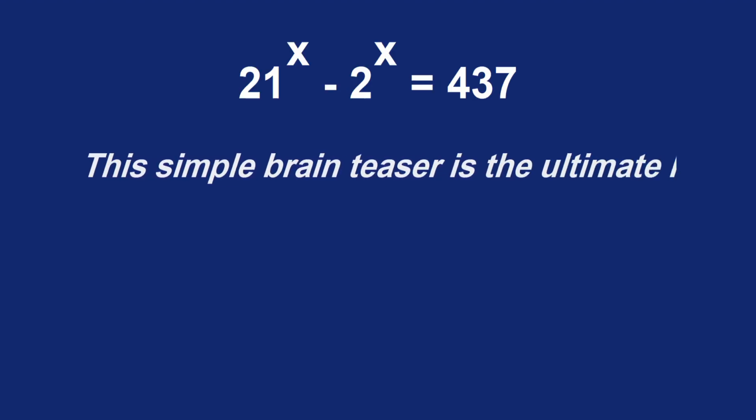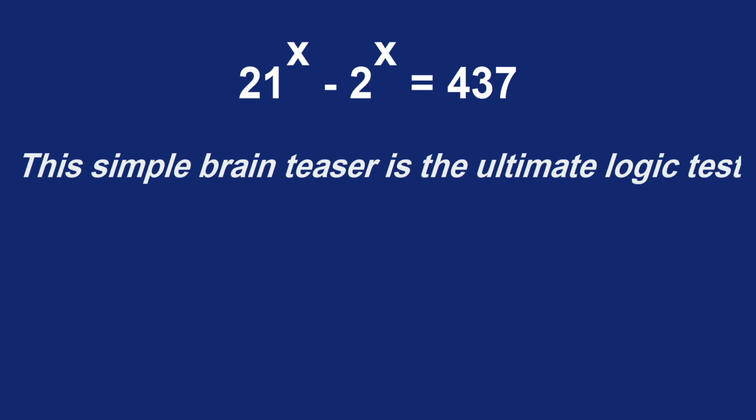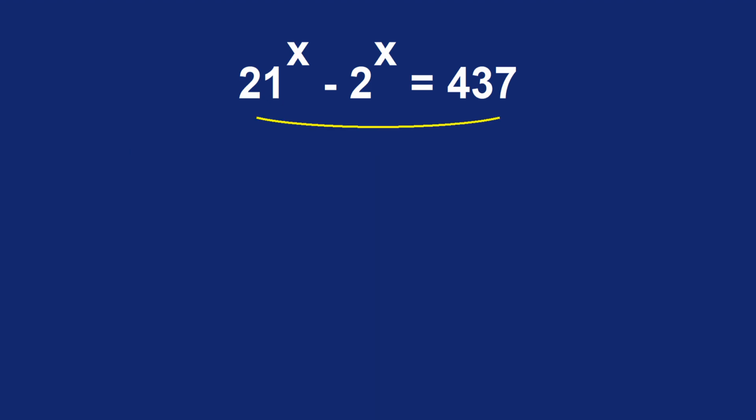In this quick video, we have this problem: 21 to the power x minus 2 to the power x equals 437, and we want to get the value of x. The problem might look difficult, but it becomes easier if you break down the number 437 into two numbers such as 23 times 19.